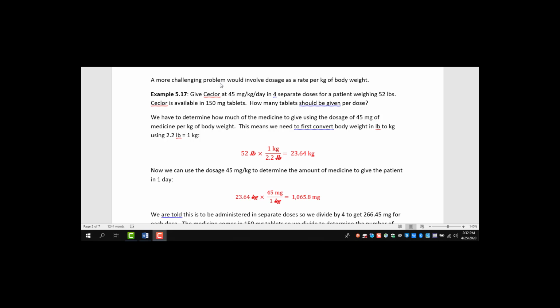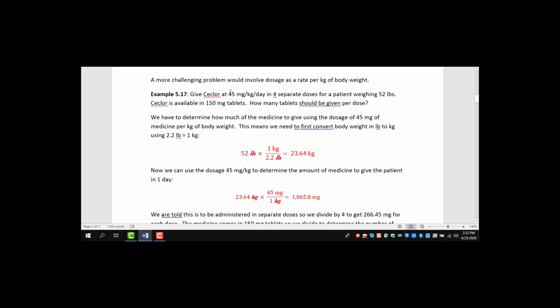So a more challenging problem would involve dosage as a rate per kilogram of body weight. In other words, the dosage rate is going to change depending upon how much a person weighs. So we're going to give Ceclor, which is another antibiotic, at 45 milligrams per kilogram per day in 4 separate doses for a patient weighing 52 pounds.